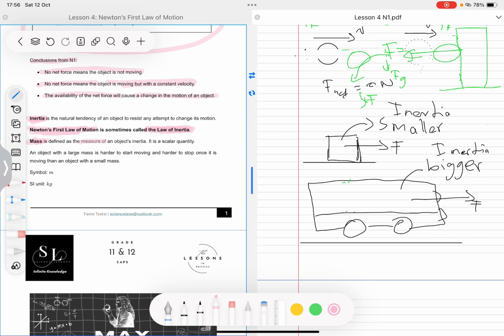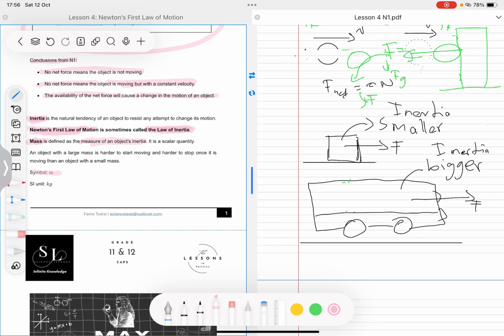So when we say the measure, we're measuring how difficult it is to move an object or how easy it is. Objects that are easy to move or even to stop must have a small mass, compared to those that are difficult to start moving or to stop. They'll have a bigger mass, right?